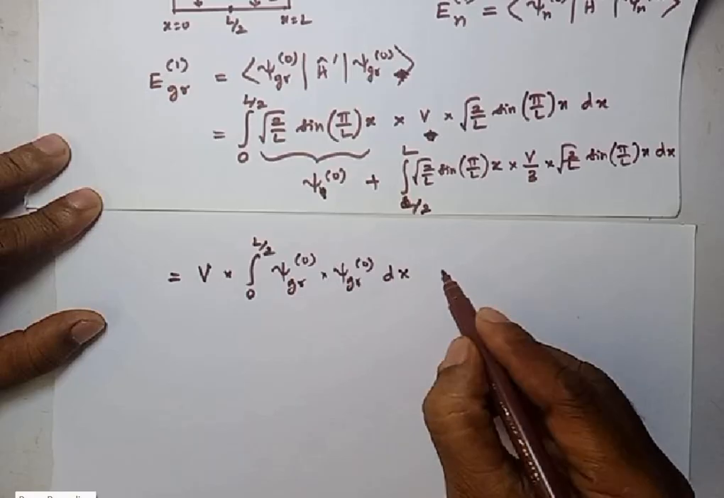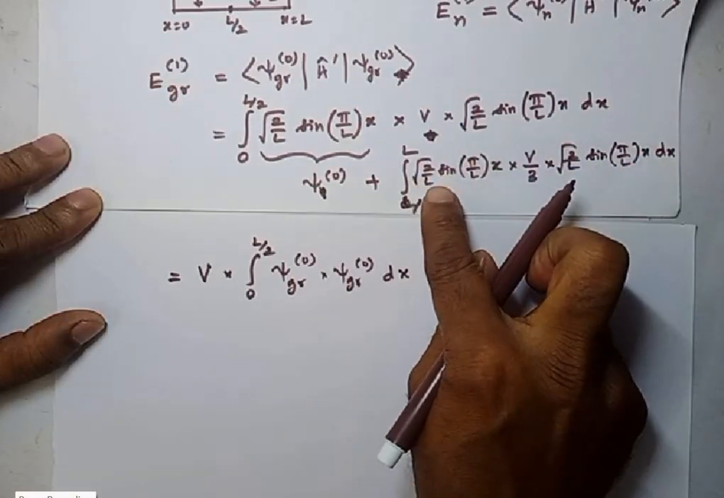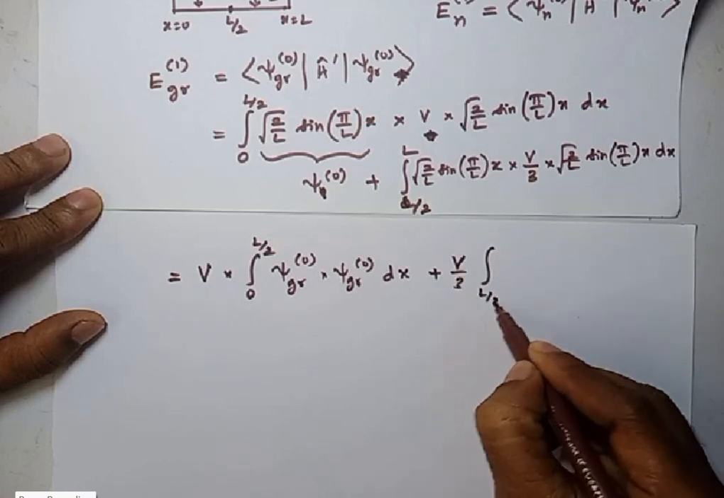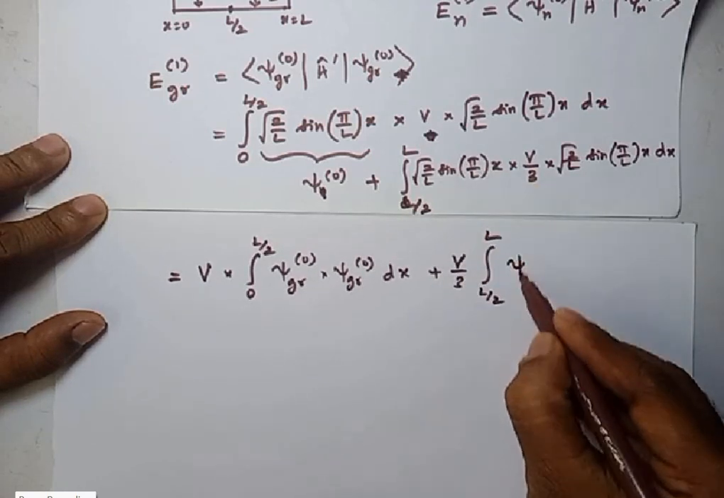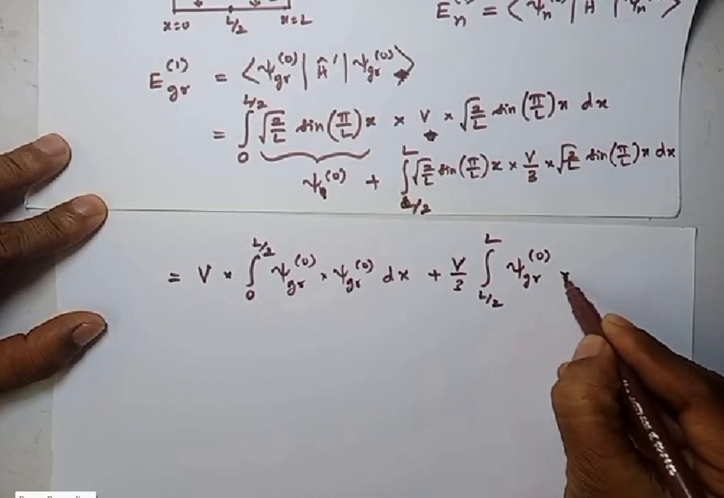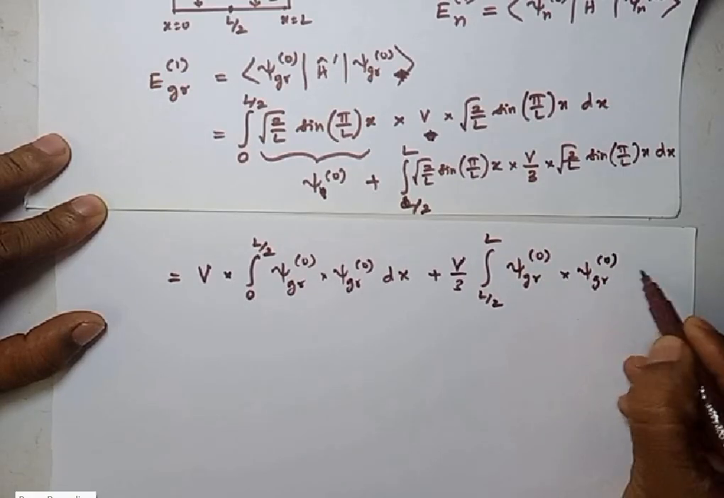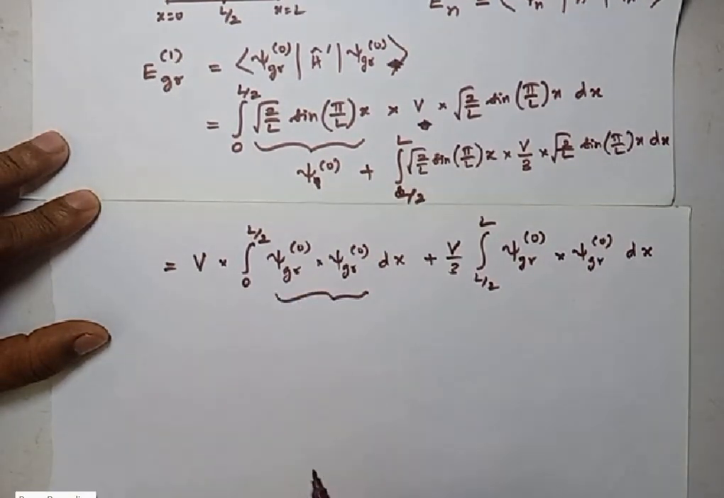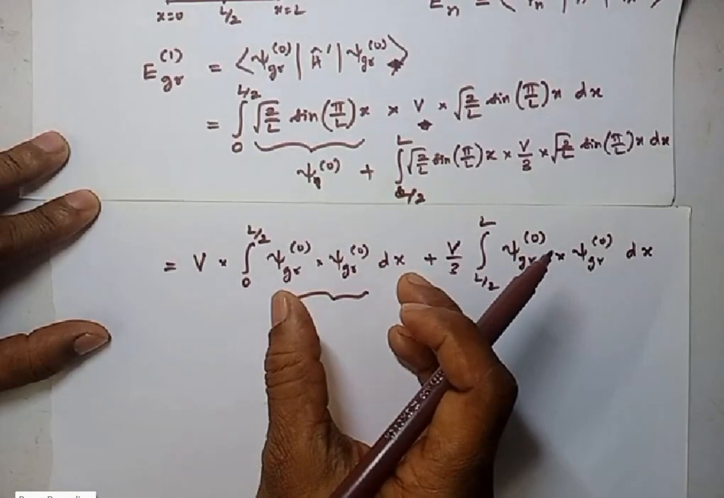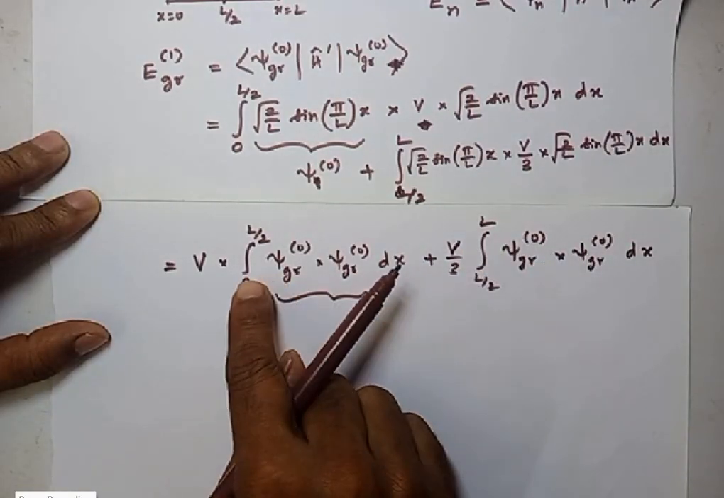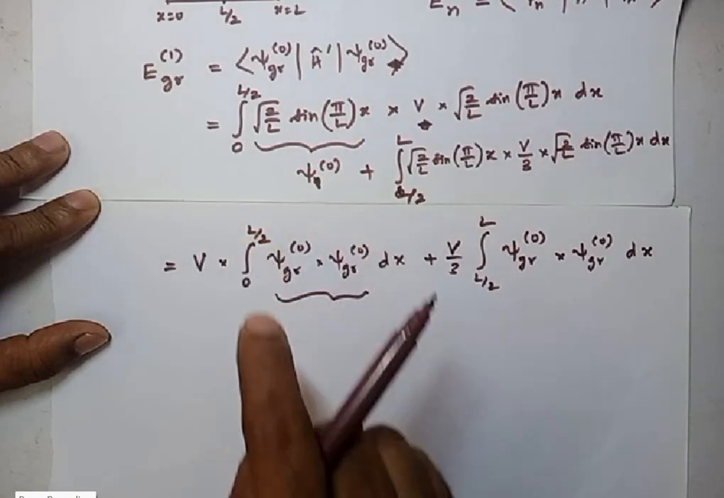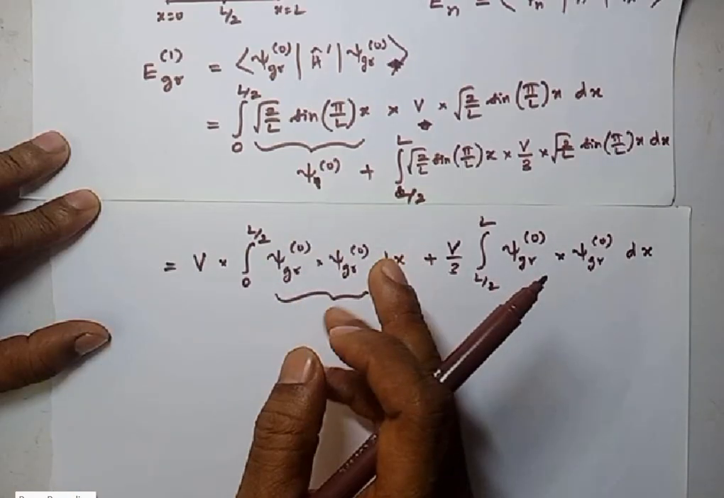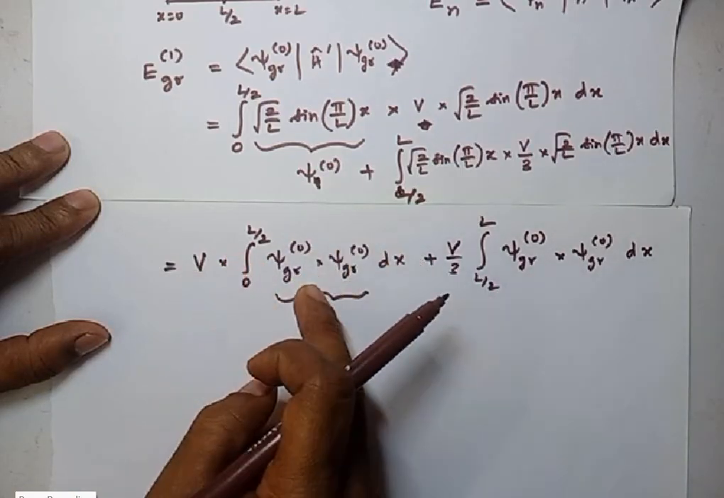Then plus in the second integral, the constant potential is V by 3. I'll take it out. Then from L by 2 to L, in the same wave function, psi ground state wave function into psi ground state wave function into dx. This is nothing but psi star psi or psi square. Psi square will give you the probability, but now the probability is from 0 to L by 2, so it is 1/2 of the box, correct? Total probability is 1. For 1/2, the probability is 1 by 2.